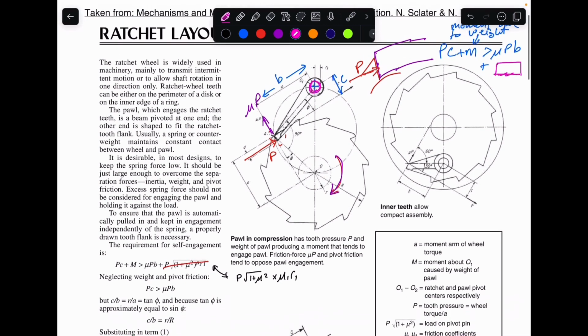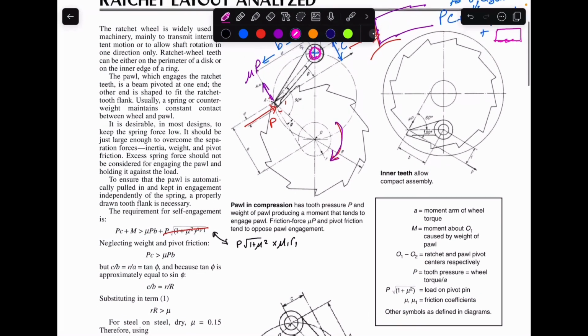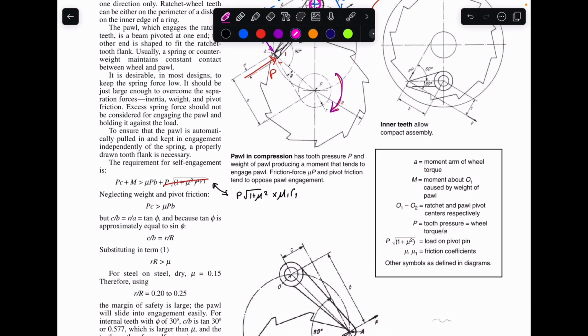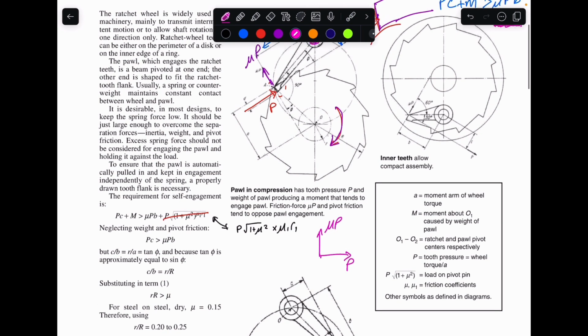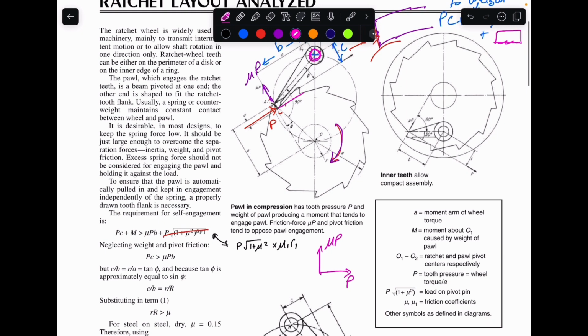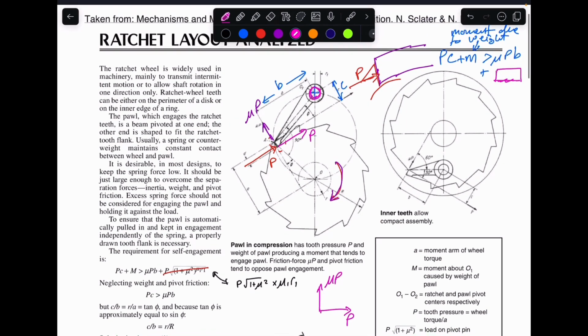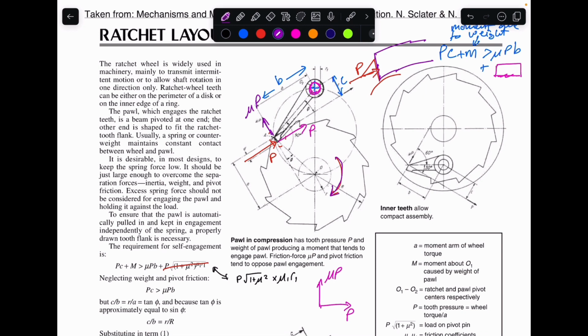I'll just need some space here to explain that. So if we have, this is the forces on the pawl right now. I could actually draw it here. So we're going to have a force in this direction here, that is the resultant of P and mu P.